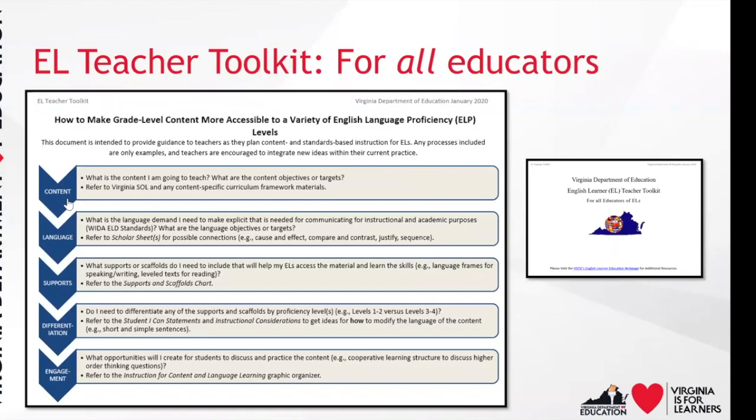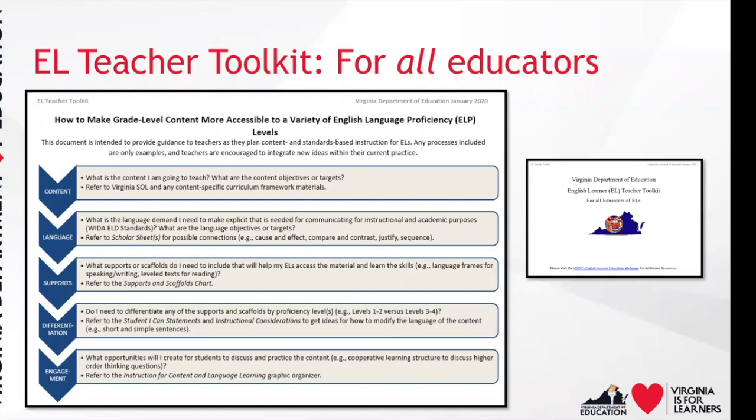And so once we decide what the content is, maybe it's the causes and effects of World War I or US history. I can't remember the history reference earlier, but we can have students read texts about those events. And so we decide, what is the SOL? What is it that we want students to do? Then we think about the language.